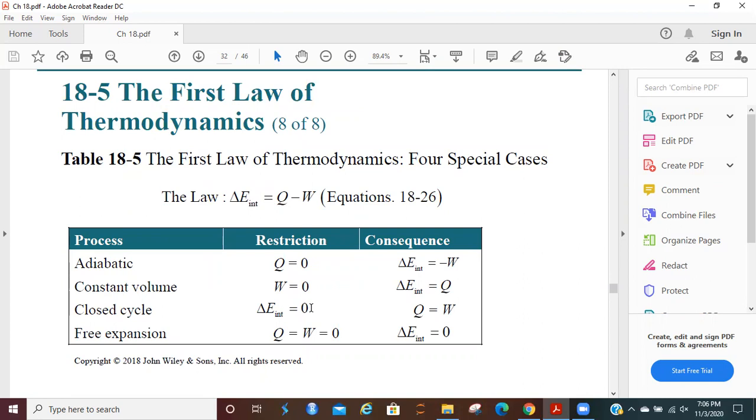If we were looking at a closed cycle, in other words, we follow the same path backwards and forwards, there is no change in the internal energy, and so the heat is going to be equal to the work. Free expansion means that heat is not added to the system, work is not being done by the system, so that means the change in internal energy of the system is going to be 0.